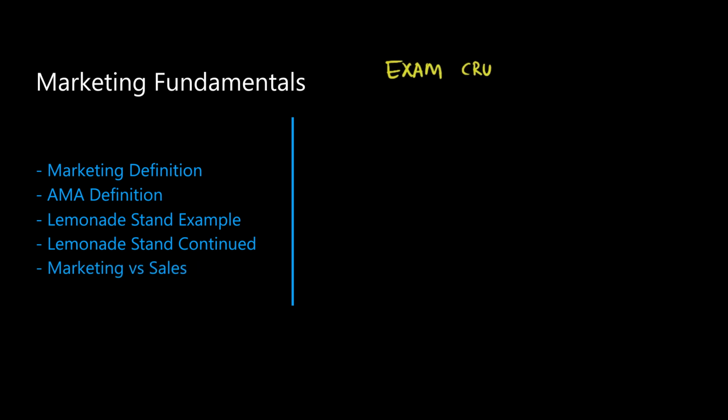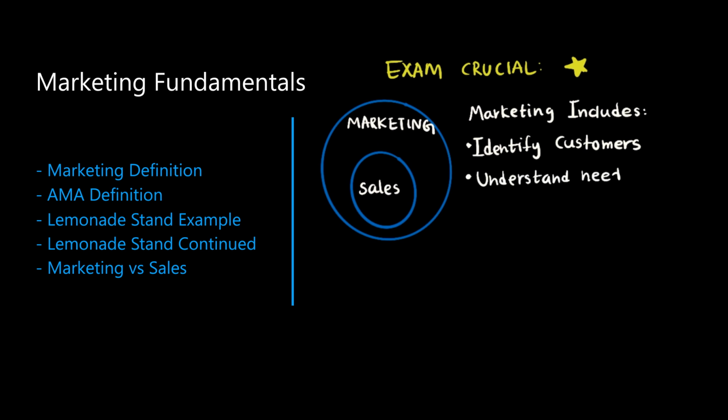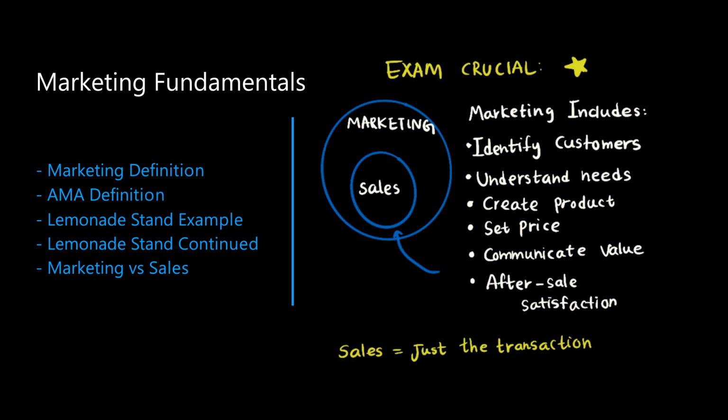Now here's something crucial for your exam. Many people confuse marketing with sales, but they're distinctly different. Sales is the actual transaction, when money changes hands for a product. Marketing is everything that leads up to and follows that transaction. Marketing identifies who might buy, understands what they want, creates the right product, sets the appropriate price, communicates the value, and ensures customer satisfaction after the sale. Sales is just one piece of this larger puzzle.